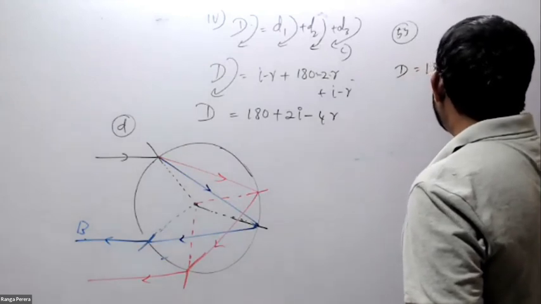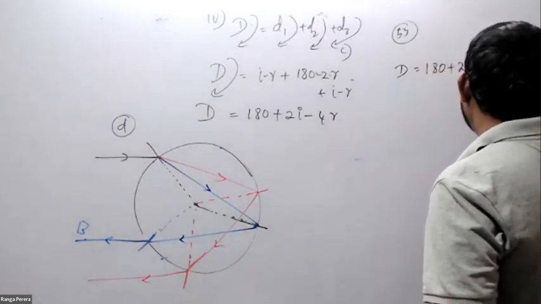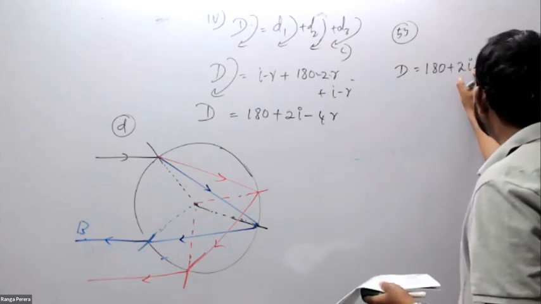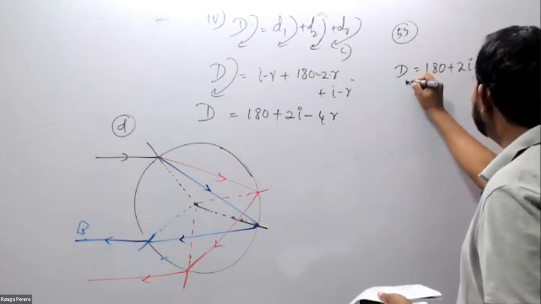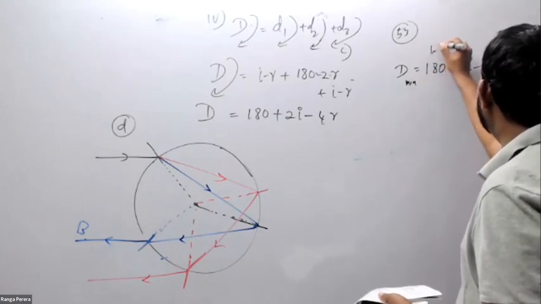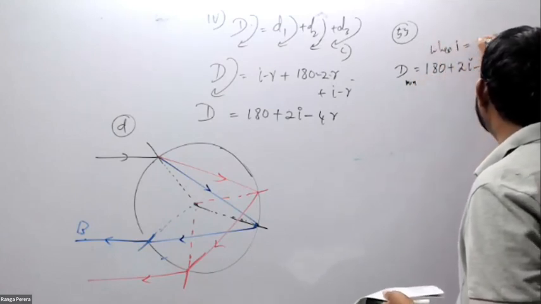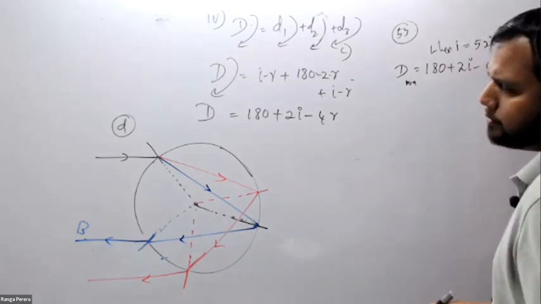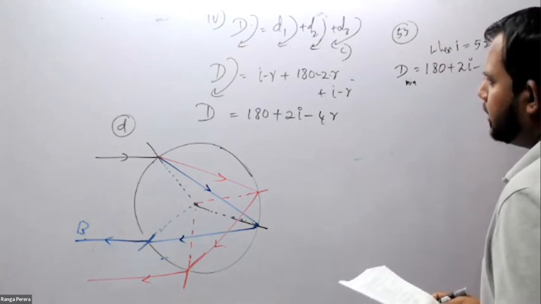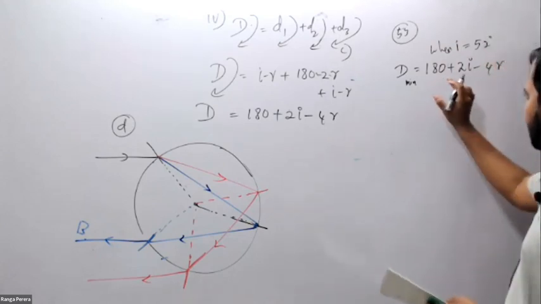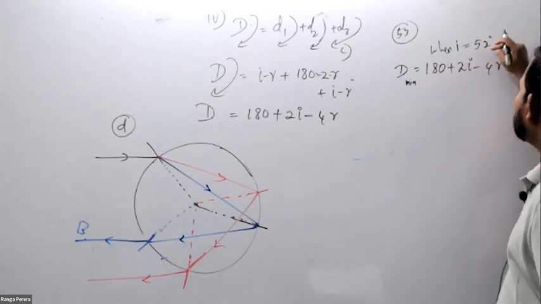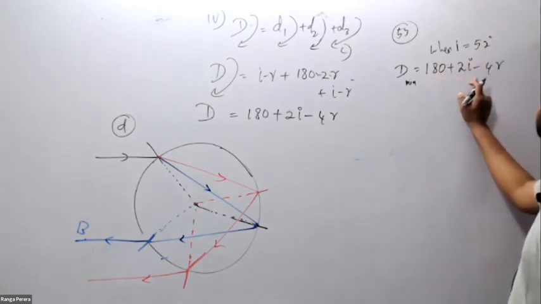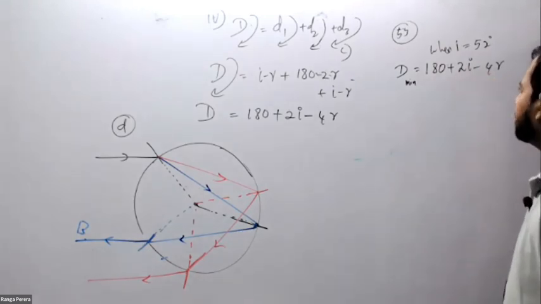D equals 180 plus 2i minus 4r. Now the incident angle is 52 degrees. This is the minimum when i equals 52 degrees. Don't confuse this with the minimum deviation for the prism section. It is not relevant to that. Anyway, they have given the minimum angle of deviation when i equals 52 degrees for the blue ray: 180 plus 2i minus 4r.